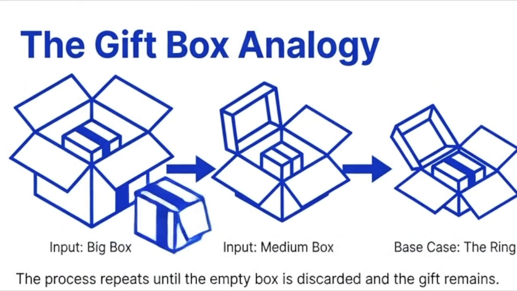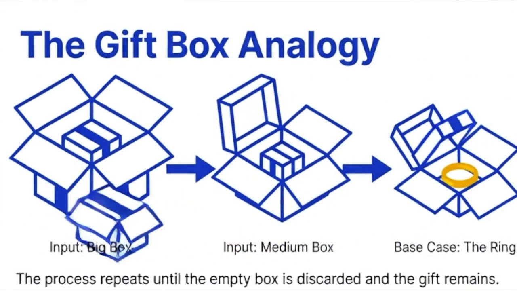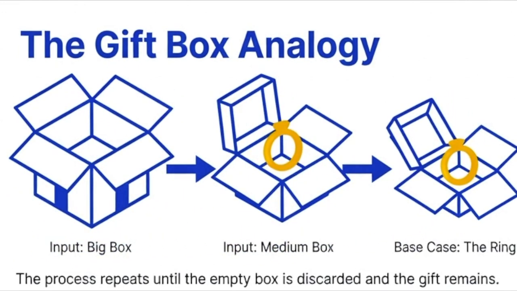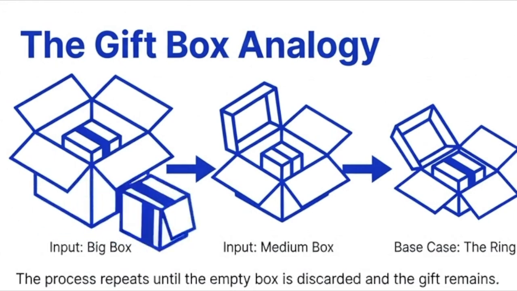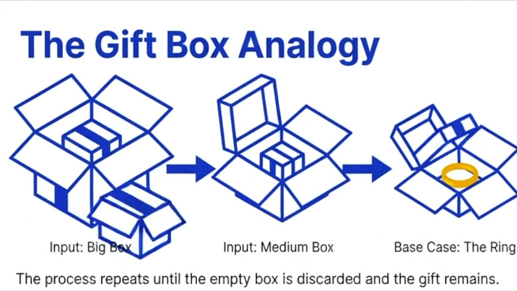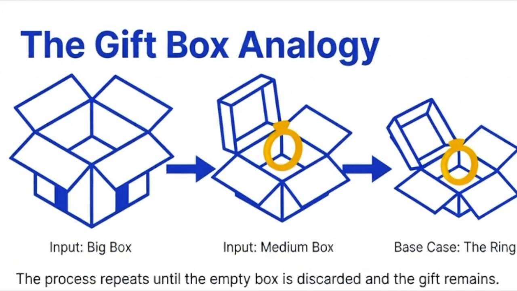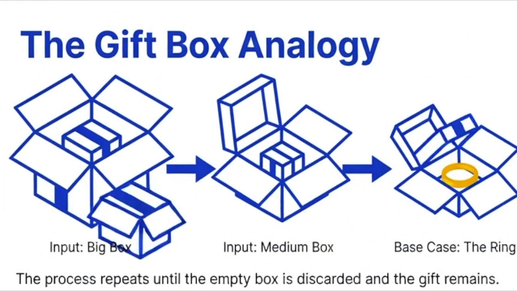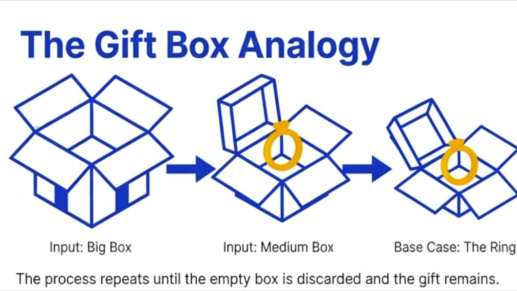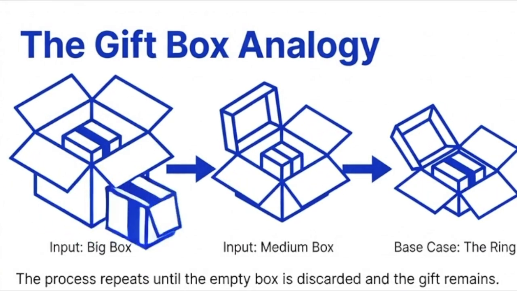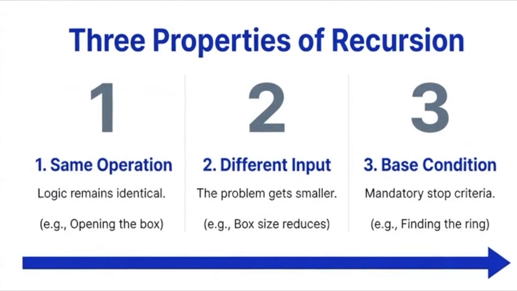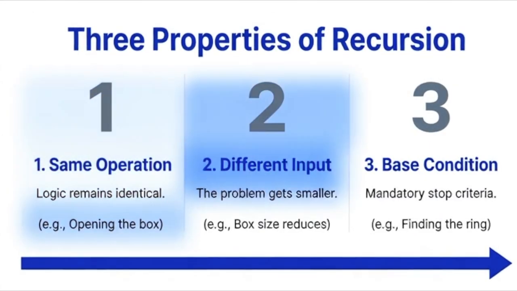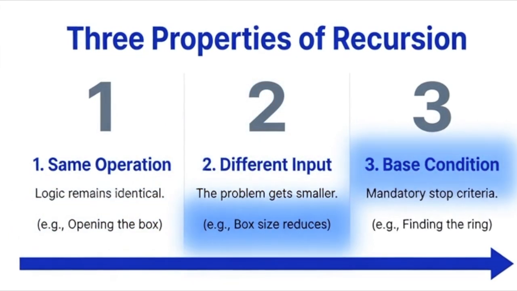Imagine you are looking for a ring inside a series of nested boxes. You open the big box, find a medium box, open that, and find the ring. You are performing the same operation, that is opening a box, on a different input, that is a smaller box, until you hit the base case, that is finding the ring, which allows you to stop and discard the empty boxes.